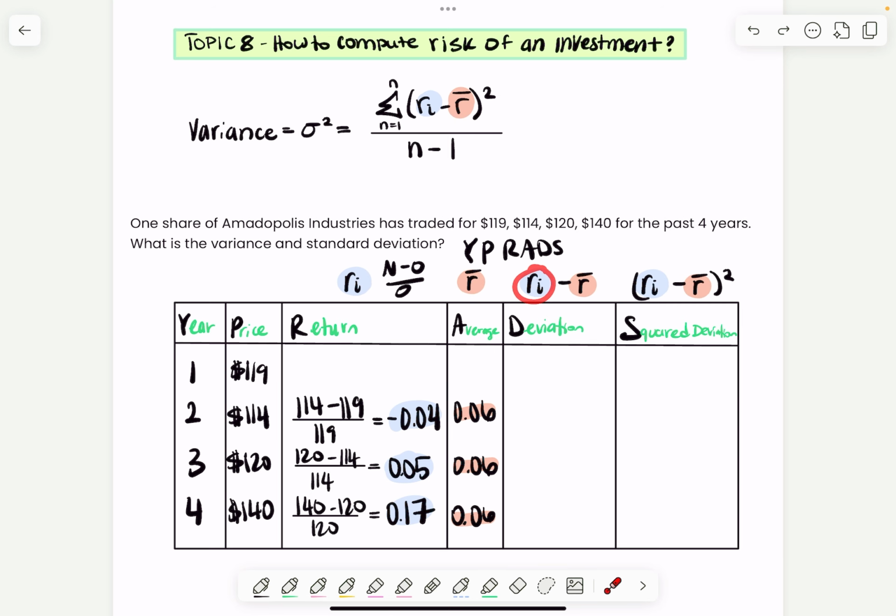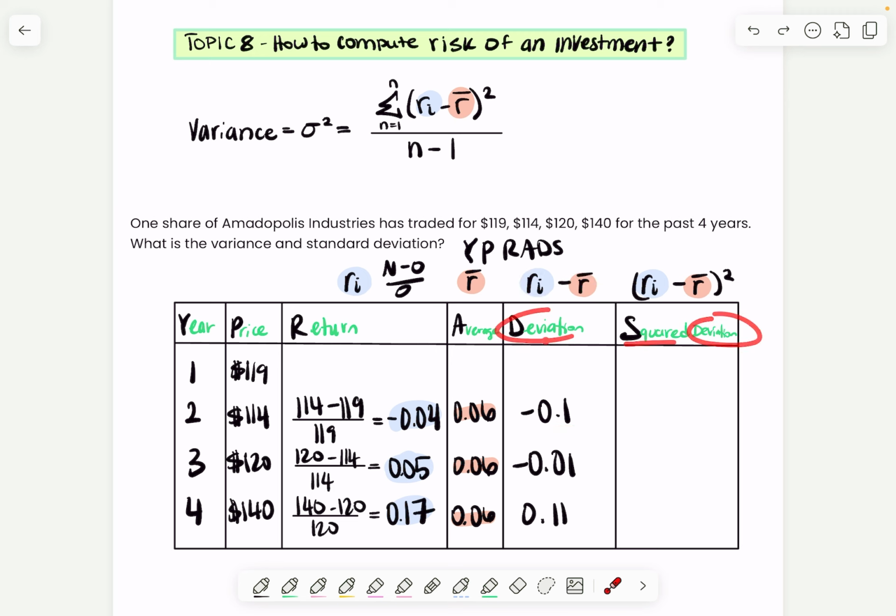And now we just have to take every return and subtract the average return. So when we take this minus this, we get negative 0.1. When we take this minus this, we get negative 0.01. And when we take this minus this, we get 0.11. So these are our deviations. It's how much our returns deviate from the average return. Like, how much are they going away from the norm, from the normal?